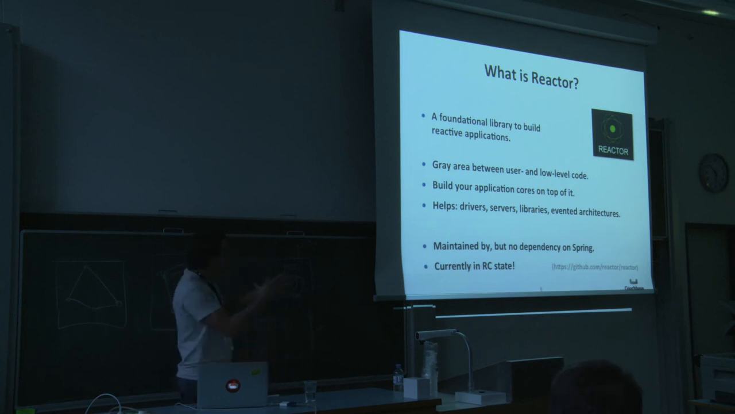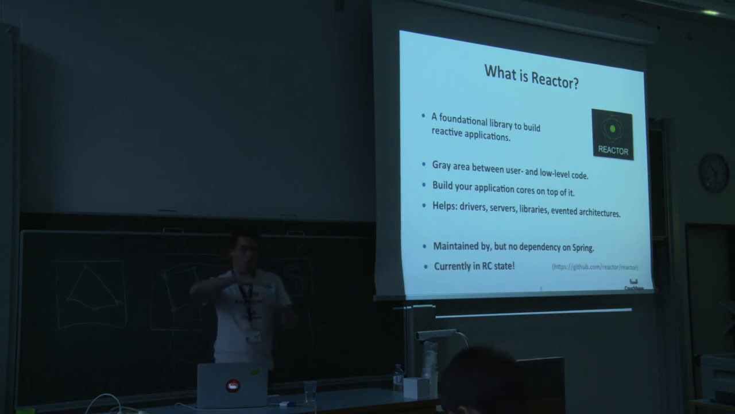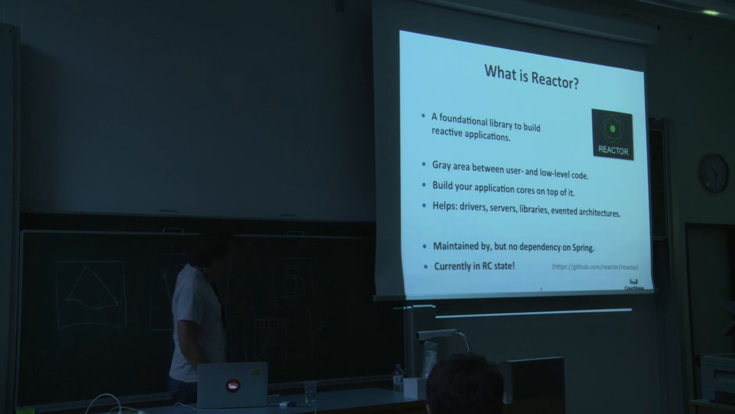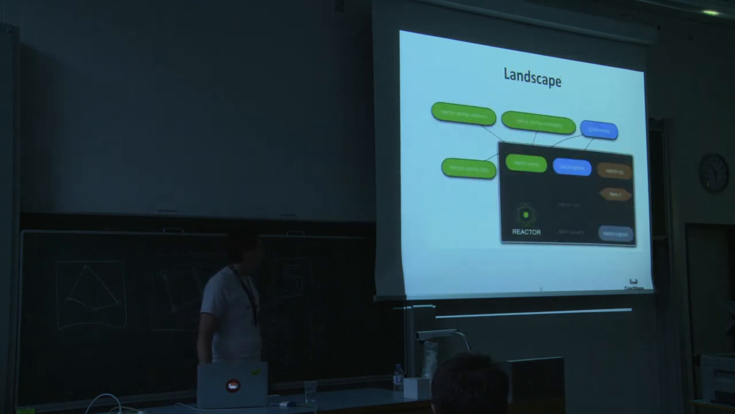And it allows you to build your application cores on top of it, especially if you're building drivers, libraries, or event architectures, where you need it most of the time. So where there's no boundary, where I want to make it as fast as possible and reuse and use as few resources as possible. It's maintained by the Spring people, or Pivotal, however they are called right now, but it has no dependency on Spring at all. Actually, Reactor will power the new Spring architecture at the top, but it has absolutely no dependency on Spring whatsoever. It's currently in release candidate state. We are still trying to fix some stuff. So I'm not maintaining it, I'm just contributing if I find some issue.